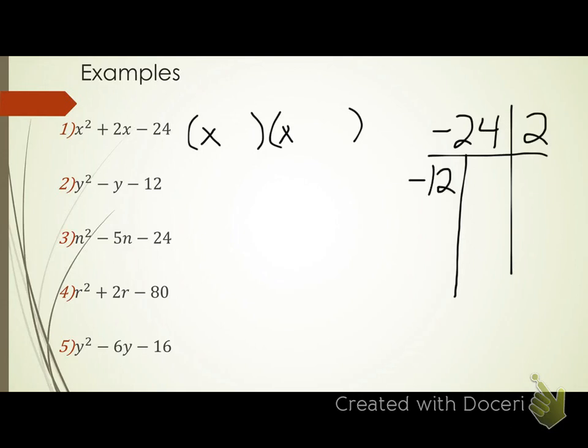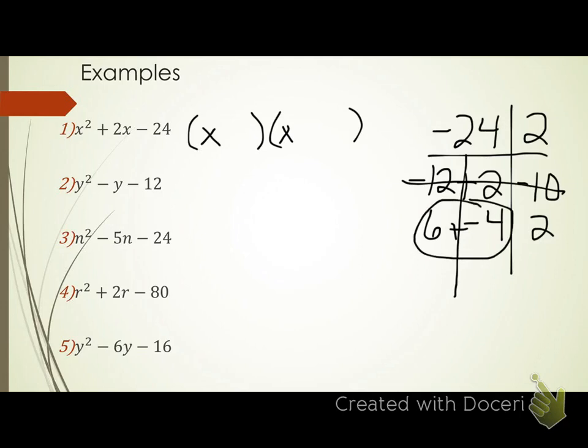Negative 12 and positive 2 would multiply to give me negative 24. What's negative 12 plus 2? Negative 10. Is that the combo I want? No. That's okay. 6 and negative 4. 6 times negative 4 does give me negative 24. What's 6 plus negative 4? 2. Is that the combo we want? Yep. They multiply to negative 24 and add to give me positive 2. That's the combo.